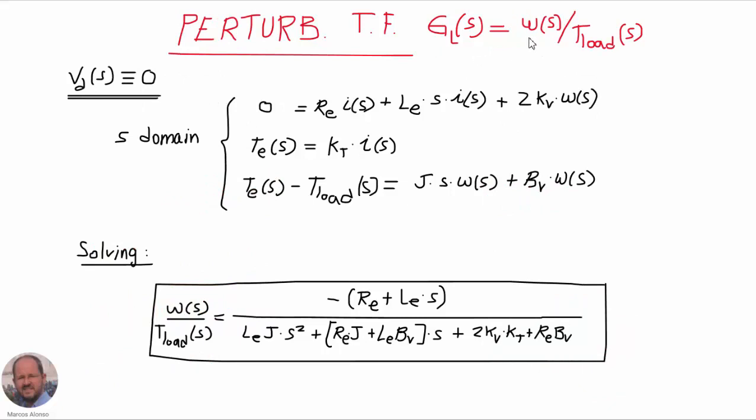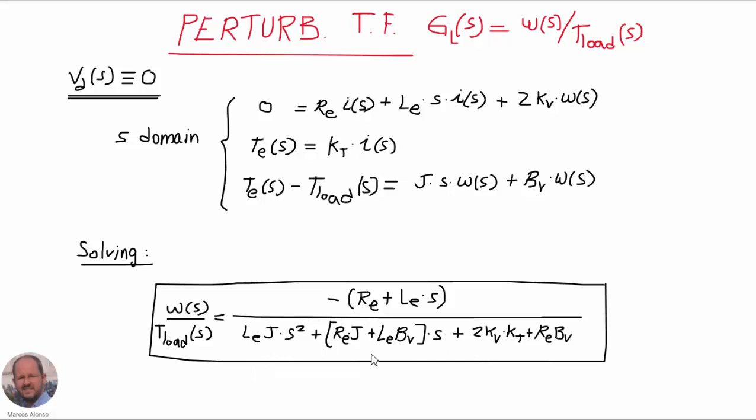In the same way, we can obtain the perturbation transfer function GL, which gives how the angular speed is going to change when we have a change in the load torque. So in this case, we are making VD, the perturbations on the DC voltage, equal to 0. So here we are going to have 0, and then we have the system. In a similar way, we solve the system, and then we obtain this transfer function.